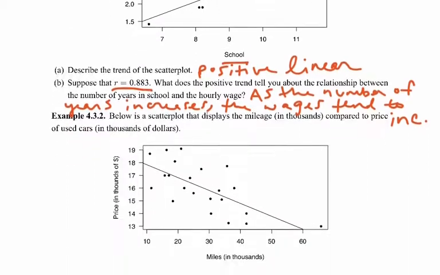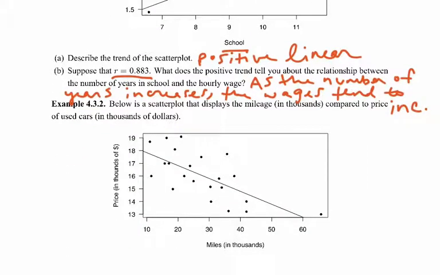The next example, below is a scatter plot that displays the mileage in thousands compared to the price of a used car in thousands. So the more miles we have on the car, we're going this way, what happens to the price of the car, or the value of the car, I guess we can say. So hopefully you'll notice that this has a negative association. How strong is it? It's hard to say. It looks like it would be maybe moderate to me right now, but we don't have the R value just yet. So let's describe it first.